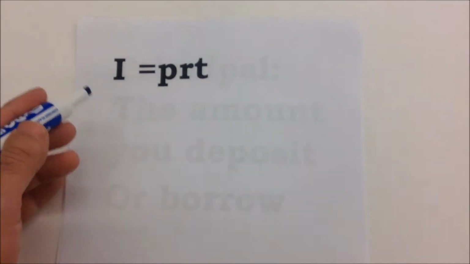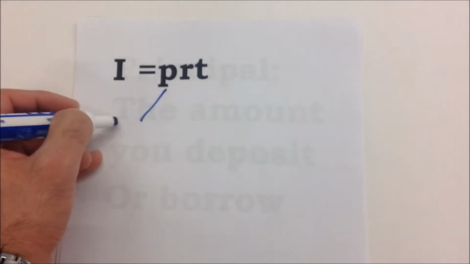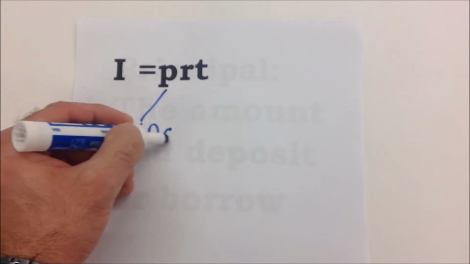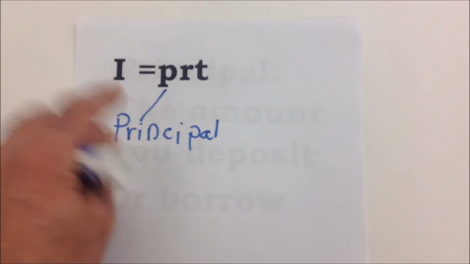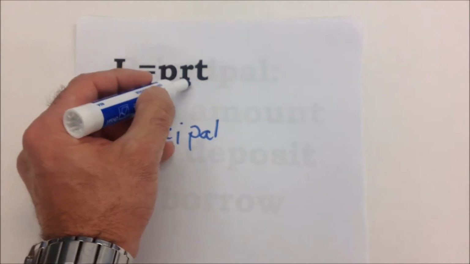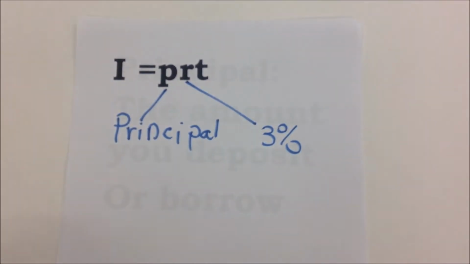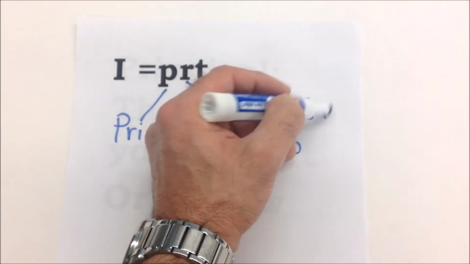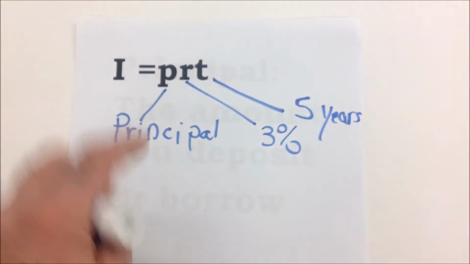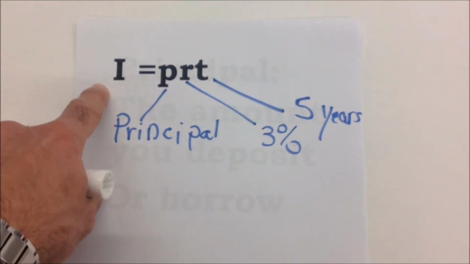Right? So this is interest, I. This is the principal. It's the amount you borrow. The rate is the rate they're charging. Let's say they were charging 3% or 4%. And the time, the amount of time. Let's say it was 5 years. You multiply all this and you'll get the interest.